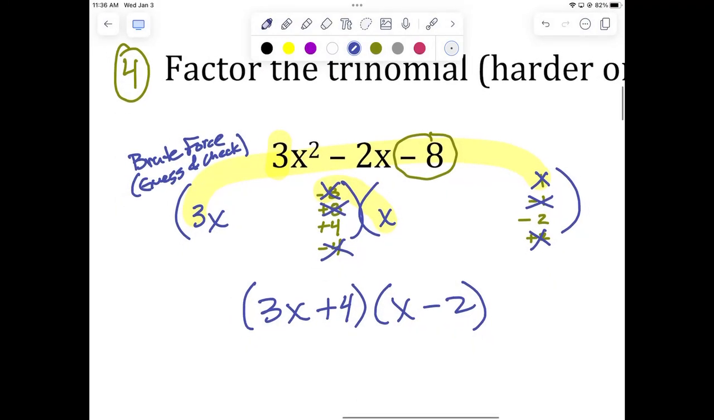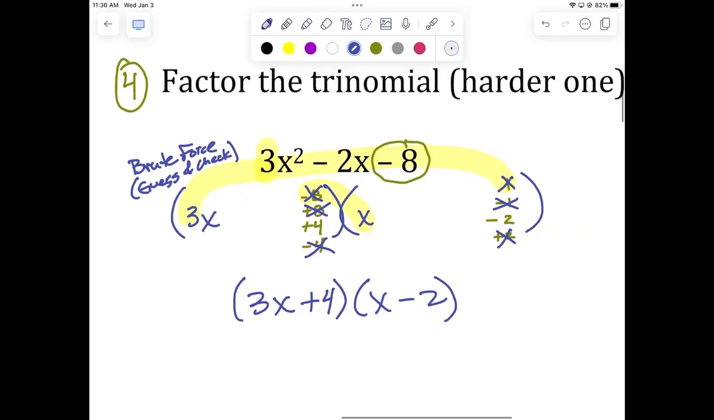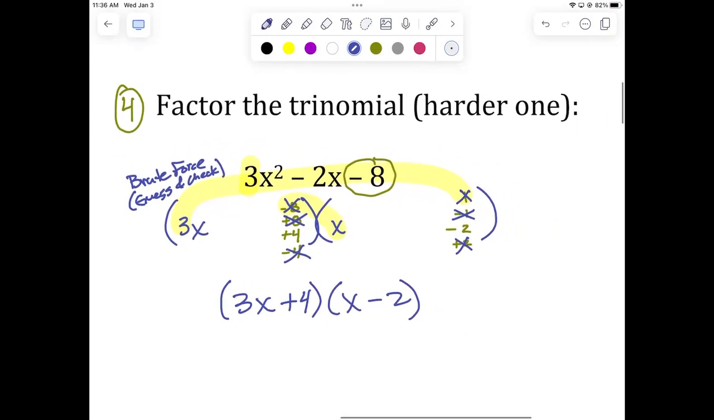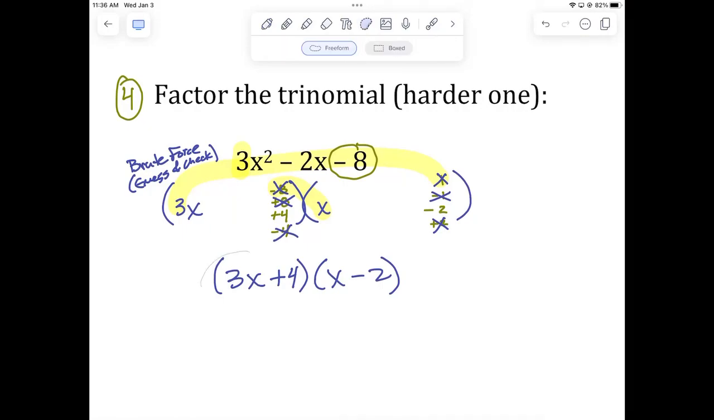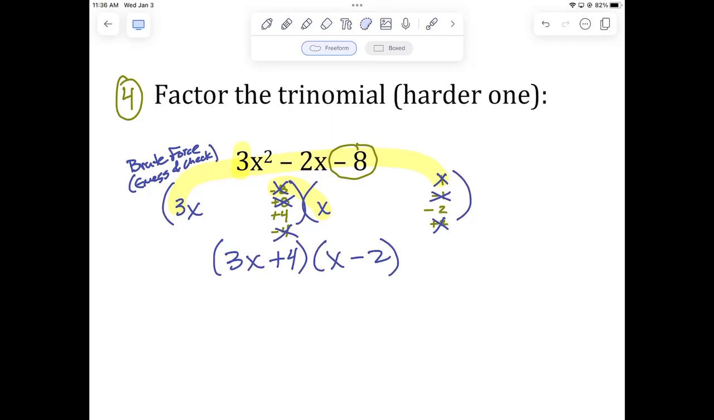Brute force method, guess and check. That's how I learned to do it. It's a little tedious, but it works. You can just try it out. There's only going to be a limited number of possibilities, and if I give you something that's factorable, you know one of them is going to work, right? So you don't have to sit there and say, uh-oh, what if none of them work? If you're supposed to be factoring it, it's going to be factorable.